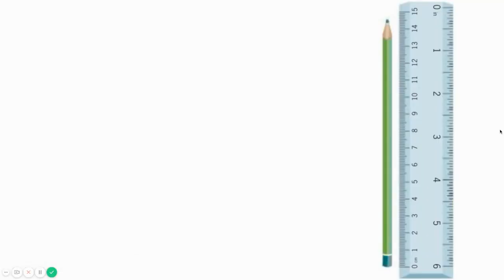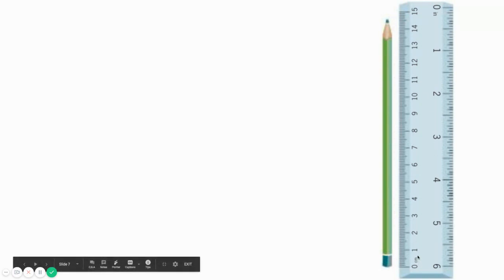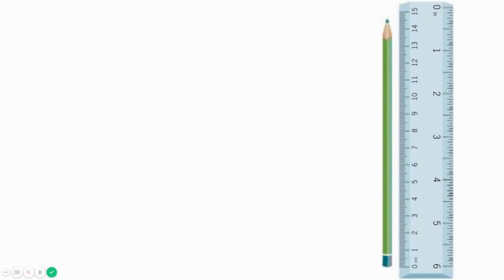Here's the example. The smallest division is 1 millimeter. As you can see here, let's say 14 to 15, it's all in centimeters. Since the smallest division is 1 millimeter, the measurement is only accurate to the nearest millimeter, or 0.1 centimeter. Therefore, we can say the length of this pencil is 14.6 centimeters.